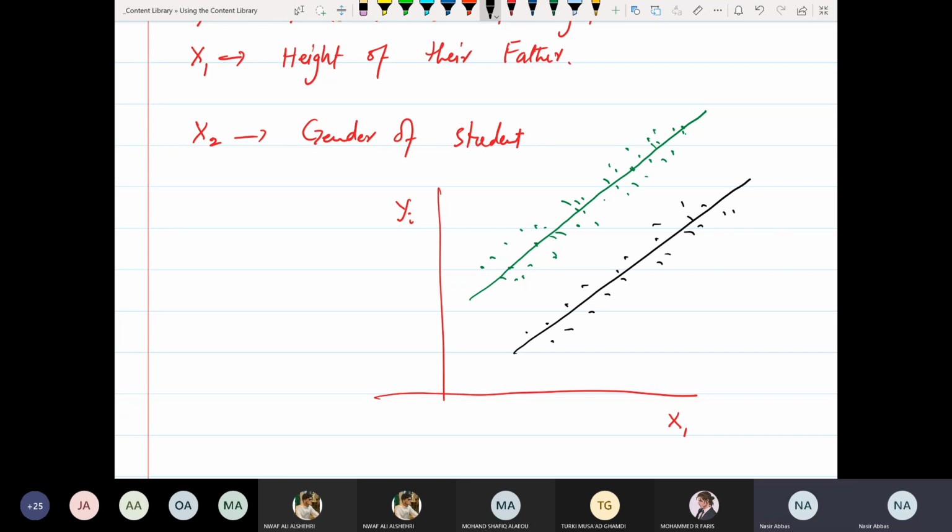The question is, how do you fit these two separate regression lines? The answer is you can separate out the data sets, one for male, one for female, fit two lines and give the user two lines, but it will look ugly if you give your user two separate models and tell him that if the student is male, go with this model. If it is female, go with this model.